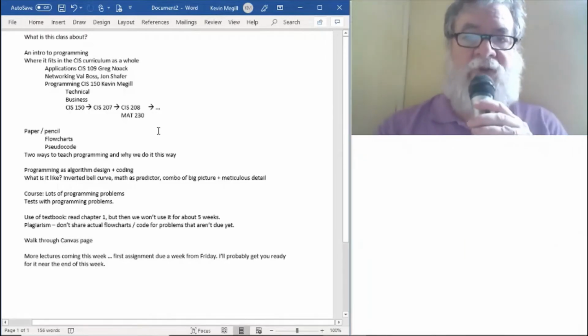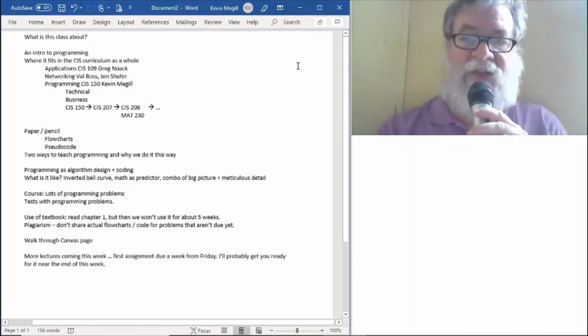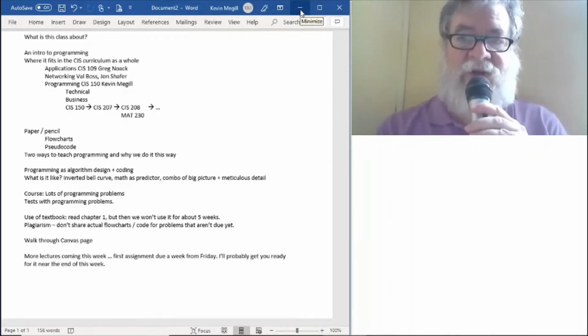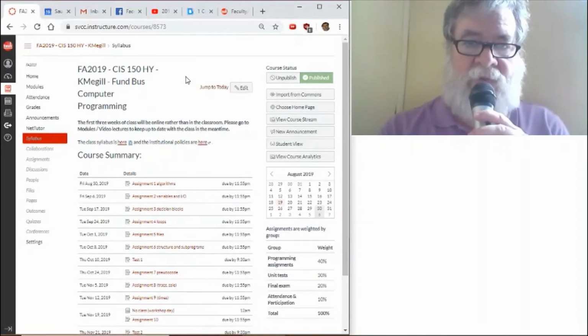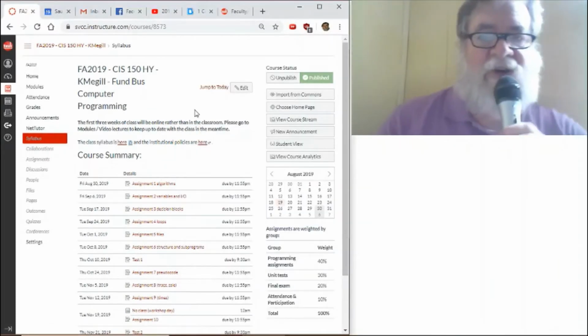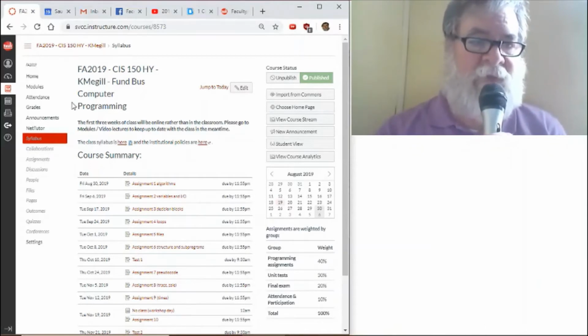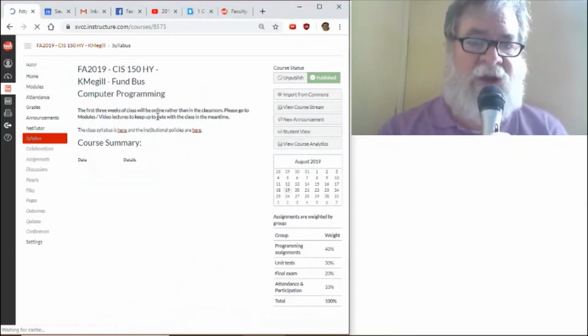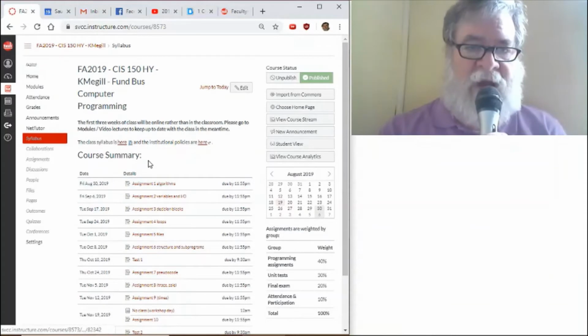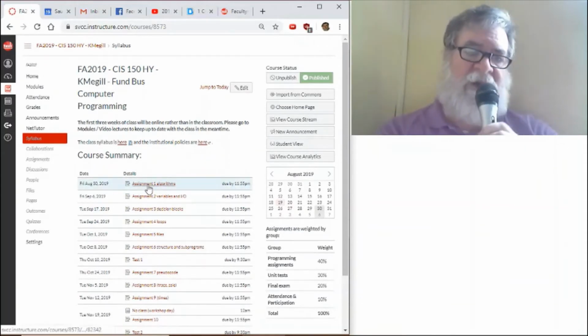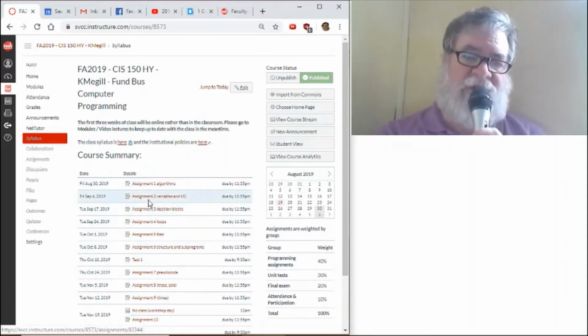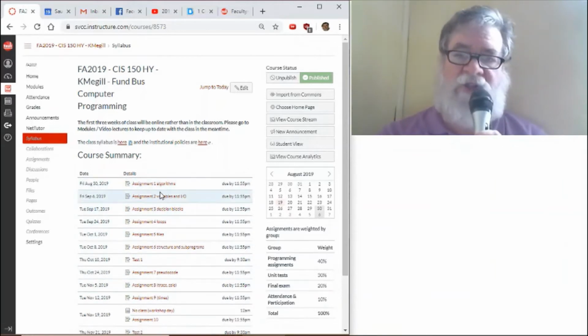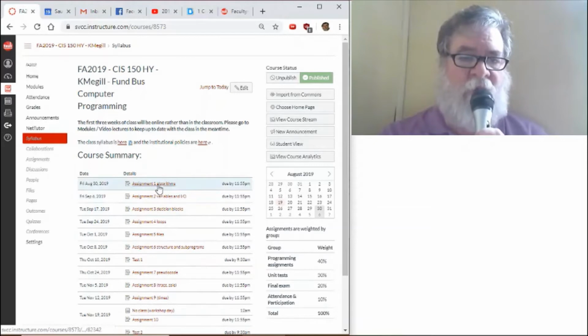Let me just walk through the Canvas page quickly and then talk about what's coming up later in the week in videos, and that will be it for now. So here's the Canvas page. It's probably too small to see here on the screen. I just want to point out the main elements of it. The home page has the syllabus at the top if you want to click to see it, and then it has basically a schedule of all the important events, including everything that's due. So you can see here that assignment 1 is due on Friday, August 30th.